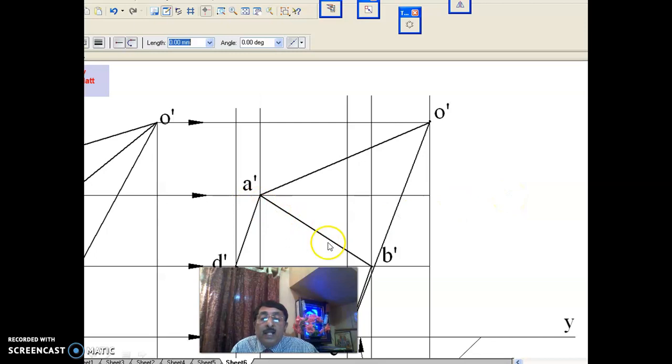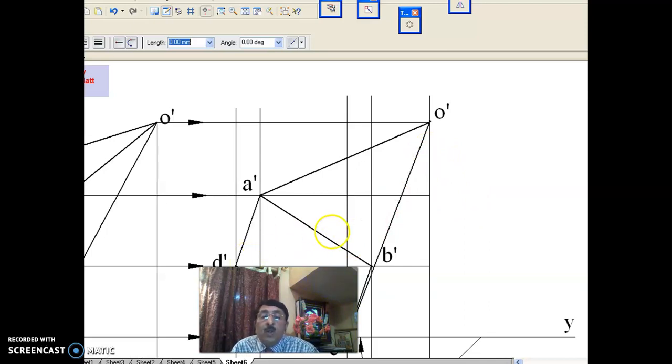Now as you see, A dash B dash, B dash C dash, C dash D dash and D dash A dash form the base. The base is darkened. Now as you see here, you are left with only OB, O dash B dash and O dash D dash.